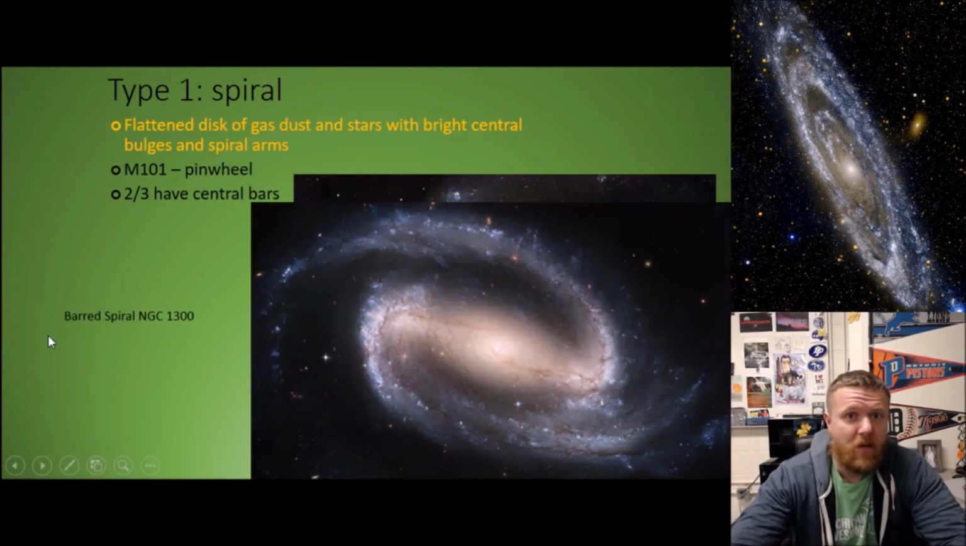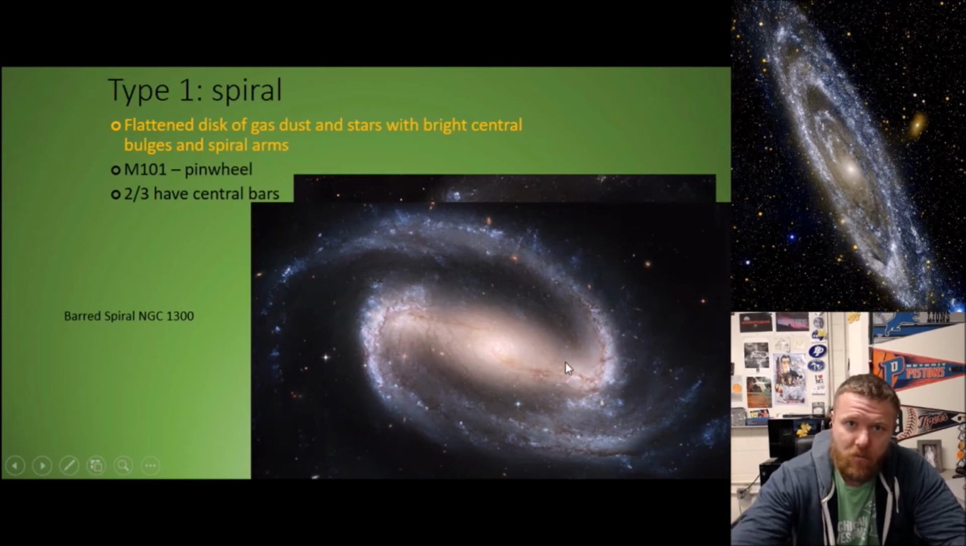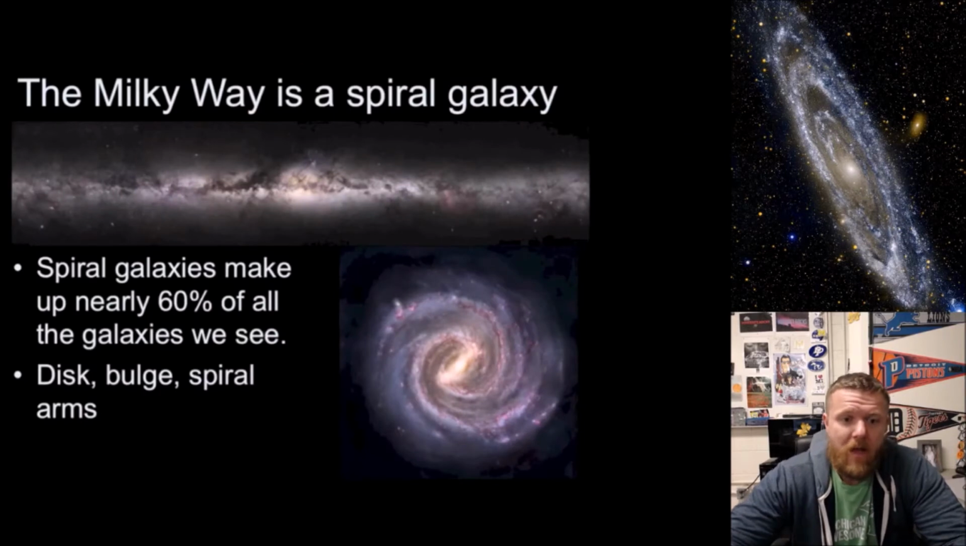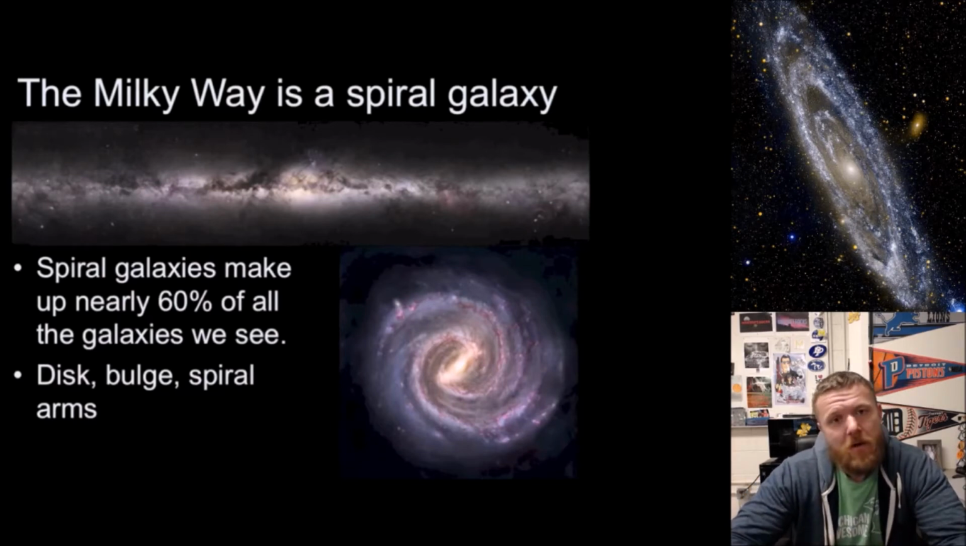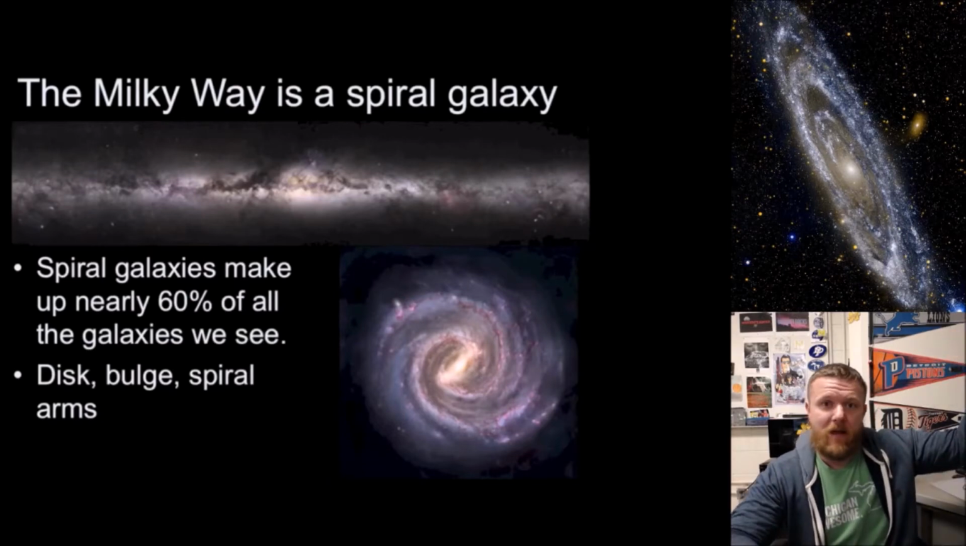Here's a perfect example of a barred spiral galaxy. You can see that it is a spiral because it's got spiral arms, but there is a bar that seems to go through the center. Our Milky Way has a number of spiral arms, but we also know that it has a bar. How do we know that? Well, we don't have a photo of it, because in order to take a photo of a galaxy, you have to be outside of the galaxy.